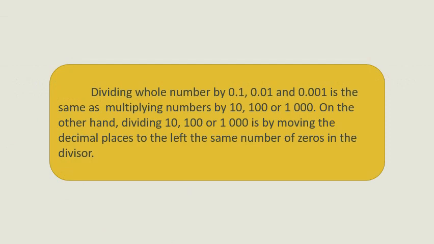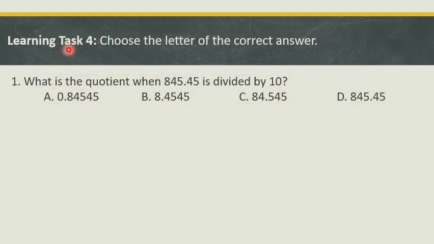So, dividing a whole number by 10s, 100s, and 1000s is the same as multiplying by 10, 100, or 1000. On the other hand, dividing by 10, 100, or 1000 is done by moving the decimal places to the left, the same number as the number of zeros in the divisor. So, learning task 4, we will choose the letter of the correct answer.